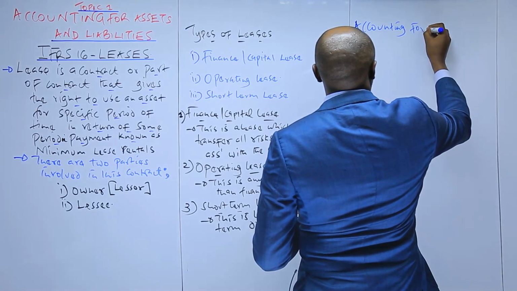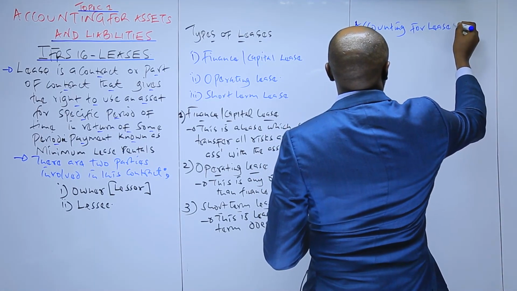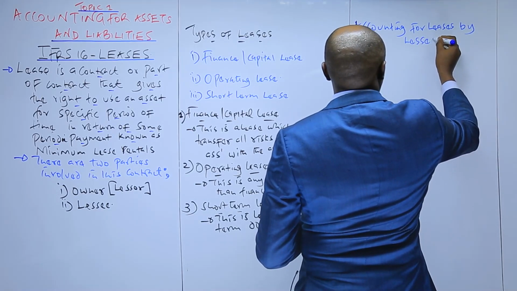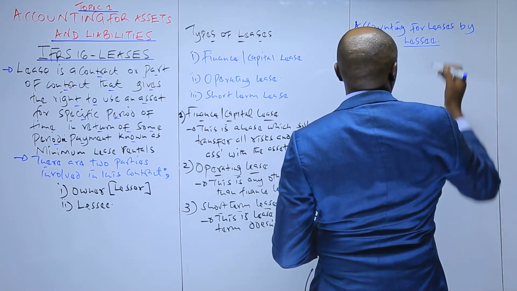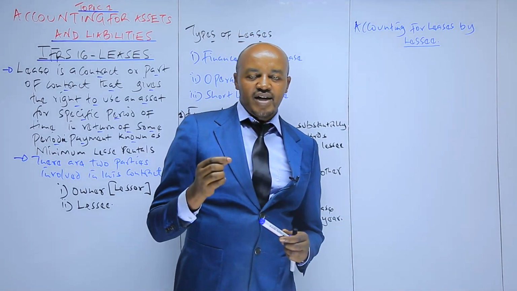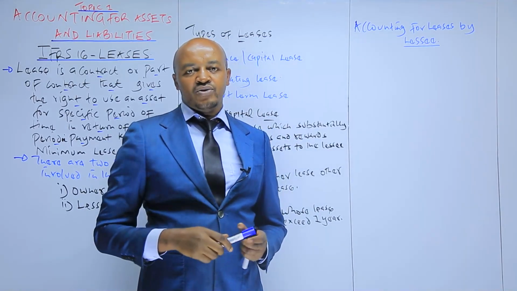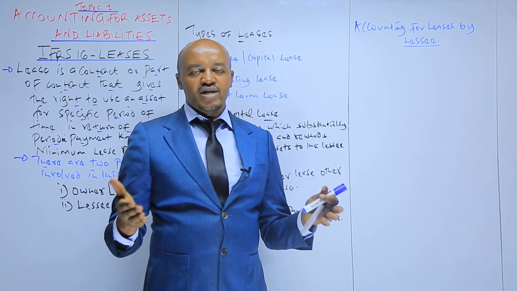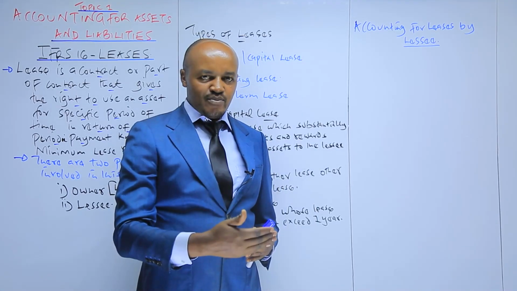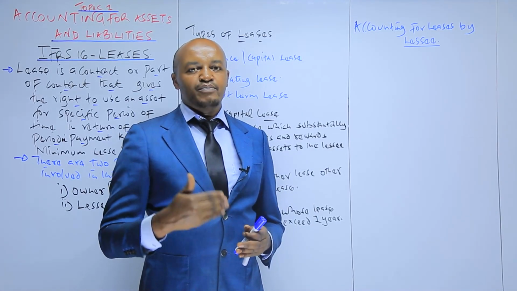Accounting for leases by the lessee. So first of all, who is the lessee? The lessee in this case, we have said, is that particular party, that particular person who has been conferred the right to use the asset for a specific period of time, and then he is supposed to pay some periodical payment.